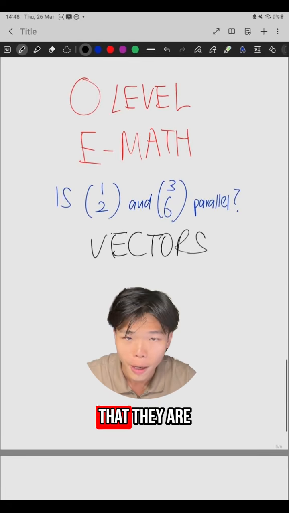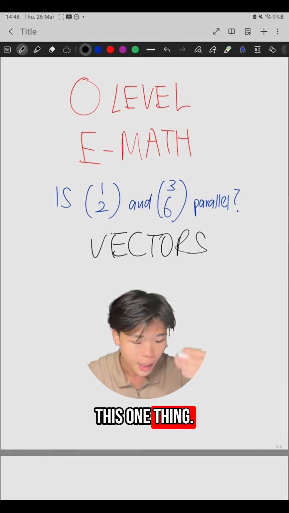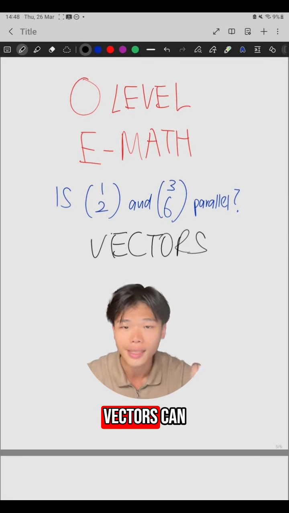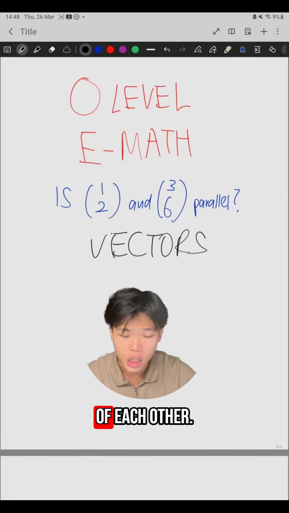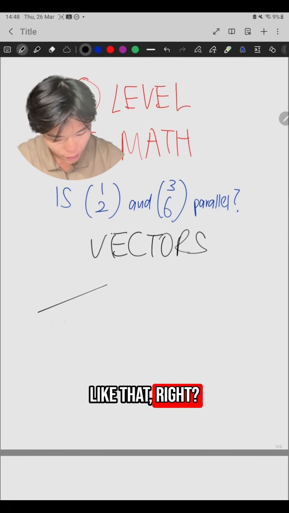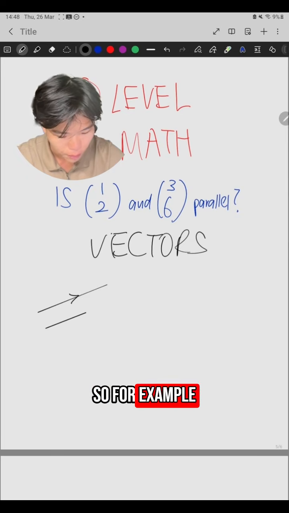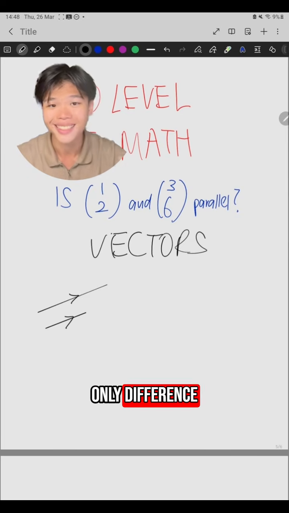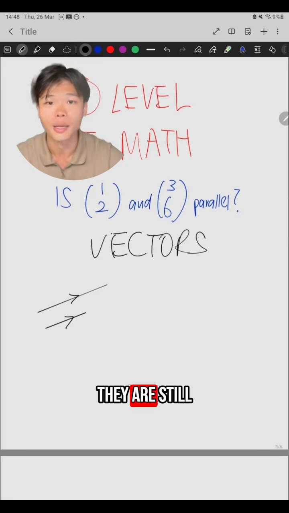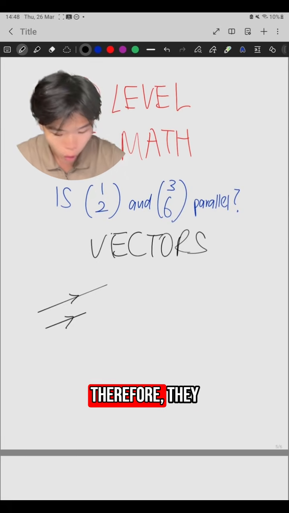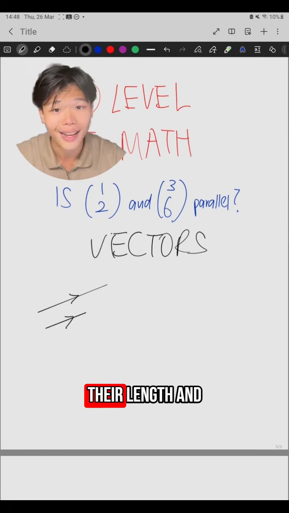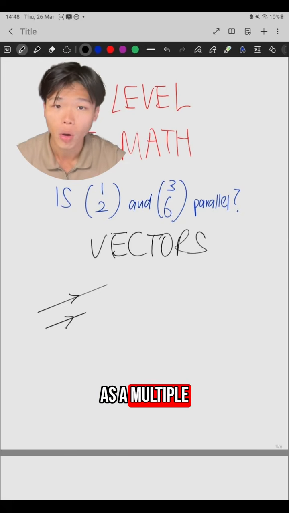In order to prove that they are parallel to each other, you just need to remember this one thing. If they are parallel, the vectors can be expressed as a multiple of each other. And what I mean is like that, right? If I have two vectors that are parallel to each other, so for example, this vector and this vector, the only difference is their length, right? Ultimately, they are still pointing in the same direction. Therefore, the only difference is their length, and therefore they can be expressed as a multiple of each other.